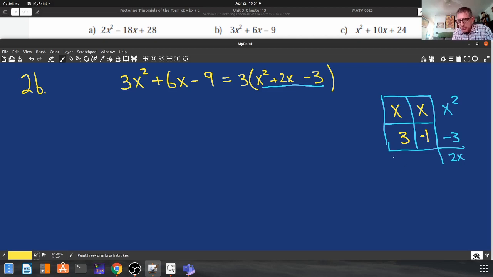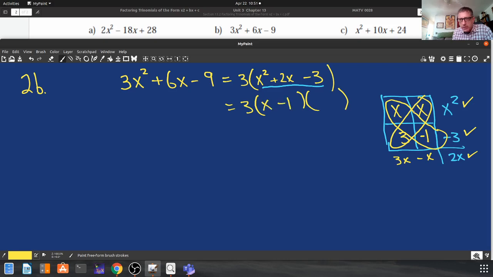So x times 3 is 3x. x times minus 1 is minus x. 3x minus x is equal to 2x. 3 times minus 1 is minus 3. x times x is x squared. My factorization is as follows. So this is equal to 3, and x squared plus 2x minus 3, we discovered, is equal to x minus 1 times x plus 3.